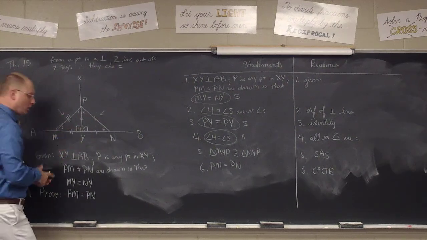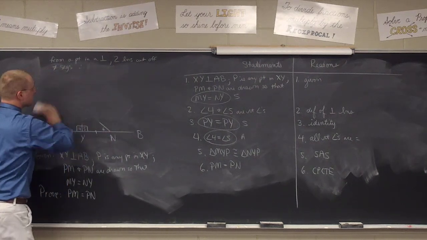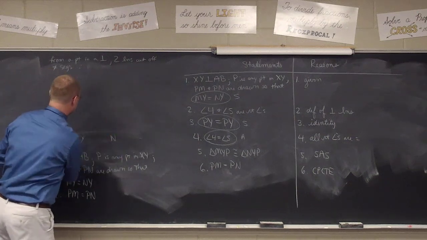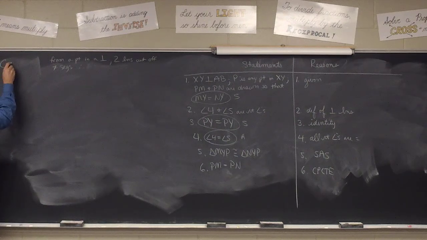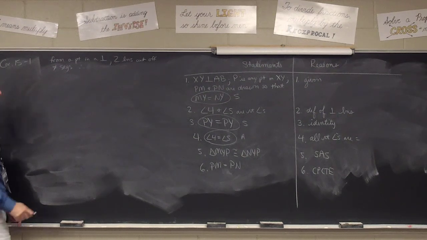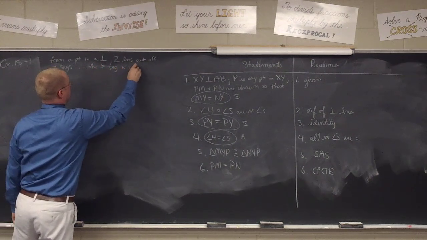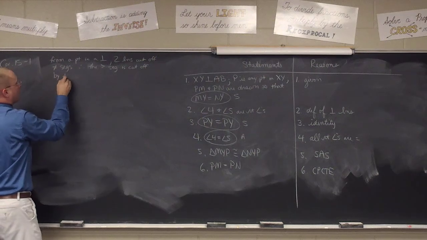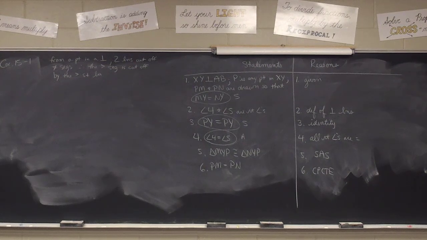Does that make sense? Go ahead and turn back to the proofs section then. On the back side of Theorem 15, Corollary 15-1: from a point on a perpendicular, two lines cut off unequal segments. Therefore, the greater segment is cut off by the greater straight line.